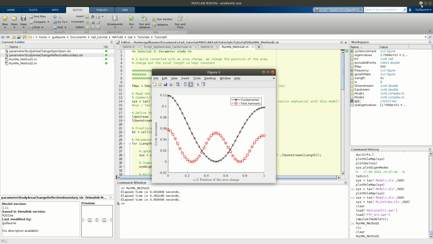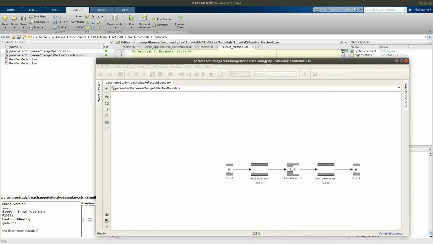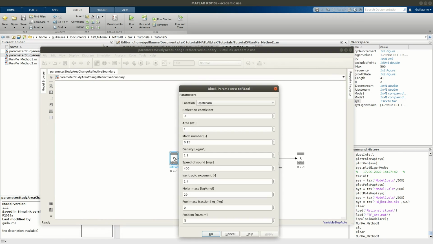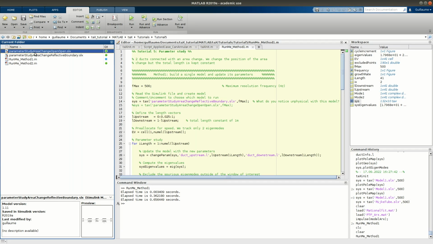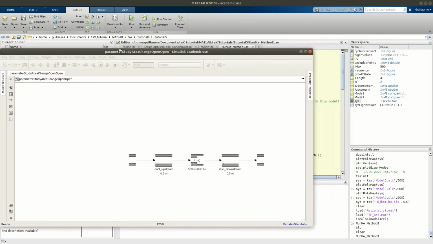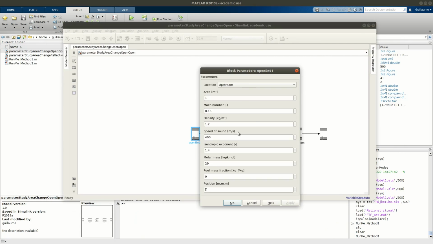So, long story short, you can use the reflective end element, but be careful how you use it, because you might be introducing spurious energy in your system if you use it with a Mach number. On the other side, you can use the open end, for example, from TX.